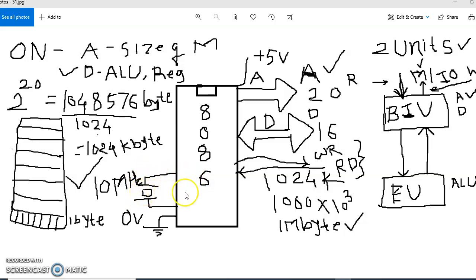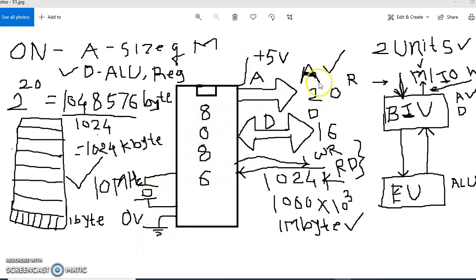As you know, in a human being, without food we cannot get energy. So in the processor also, to get energy, to enable the IC, we need a power supply, that is plus 5 volt, and this is grounded.